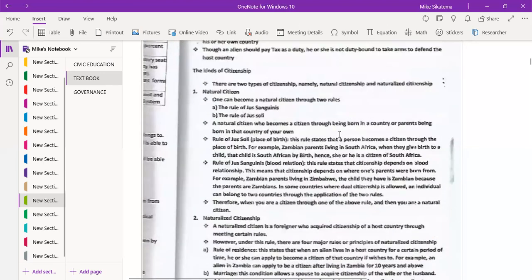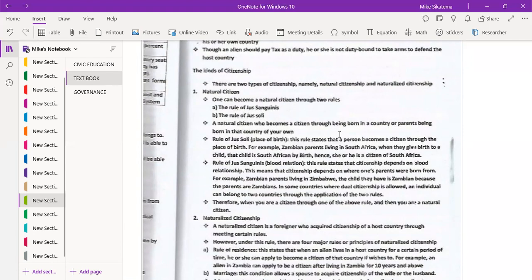So there are different kinds of citizenship. And I just want you, when it comes to these definitions, you have to know what the English is. For example, natural citizenship and naturalized. Which one sounds more organic between naturalized and natural? Of course, natural sounds more organic. So a natural citizen is one who can become a natural citizen through two rules. These are actually interesting rules. The rule of jus sanguinis and the rule of jus soli. I like these two rules.